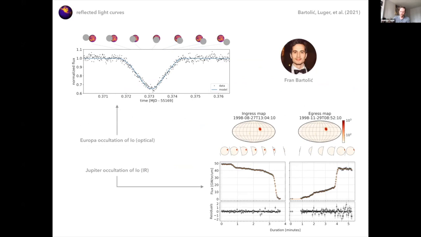One of the pre-doc students from last year, Fran Bartolich, has been working with me on occultation light curves of Io. And so this is applicable in the solar system. The top light curve there is Europa occulting Io, and the bottom one is Jupiter occulting Io. Fran was able to use that to map the surface of Io and infer the positions of the active volcanoes. The bottom plot there was actually in a thermal phase curve, but in some cases, reflected light also matters.